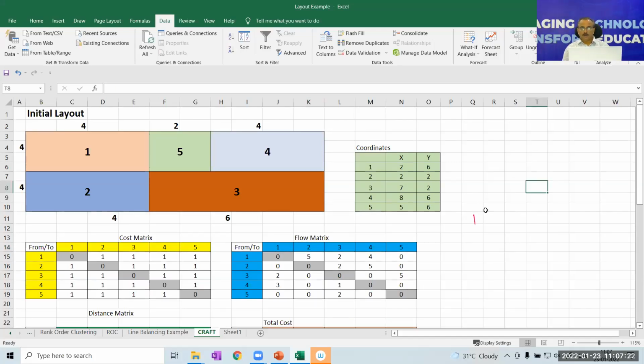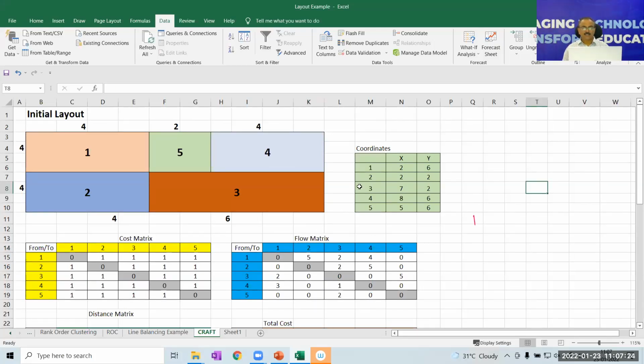For calculating the distance, we need the coordinates. Let's say plant 1 has an area of 16. Let's say these are the dimensions of the plant. Department 1 has a dimension of 4 by 4. Similarly, department 2 has dimensions of 4 by 4. Department 5 has a dimension of 4 by 2. Department 4 has a dimension of 4 by 4. And department 3 has a dimension of 4 by 6. Based on this, we can find the coordinates.